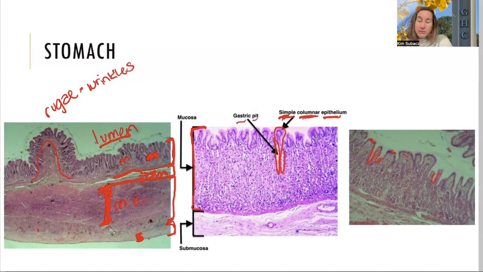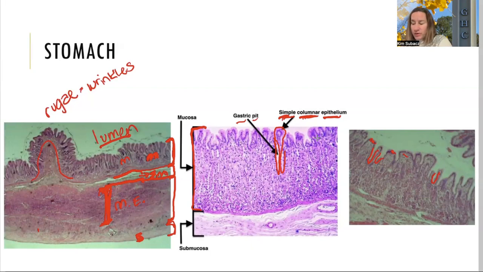The gastric pits are going to be lined with different cells, chief cells, parietal cells, enteroendocrine cells that are going to have different secretions that we need to know in lecture. But you don't need to be able to identify the different cells in the gastric pit in lab at this time. You just need to be able to recognize that there is a gastric pit.